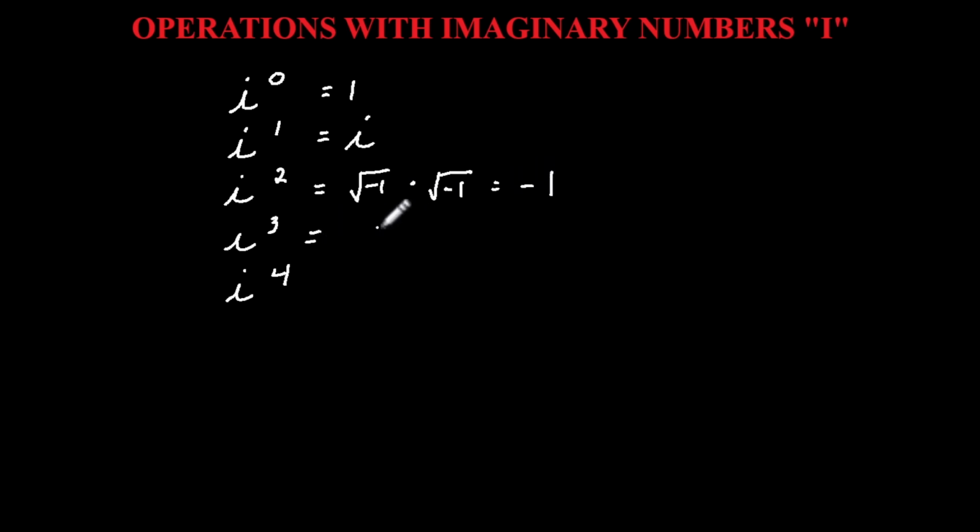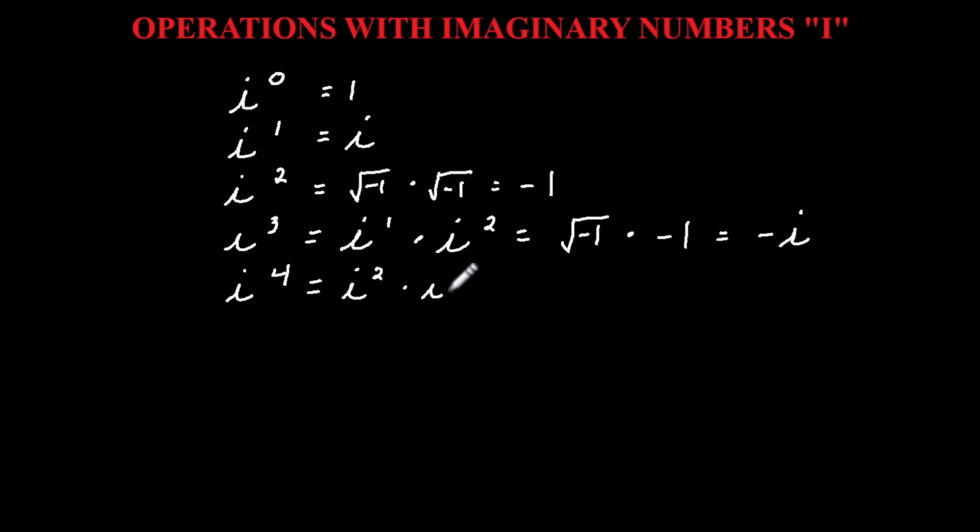For i to the third power, that's the same as i to the first power times i squared. I to the first power is the square root of minus 1, times i squared, which is minus 1. So this would be the same as minus i. And then i to the fourth power is going to be 1. The reason why: if I have i squared, which is minus 1, times i squared, which is also minus 1, well, minus 1 times minus 1 is positive 1.